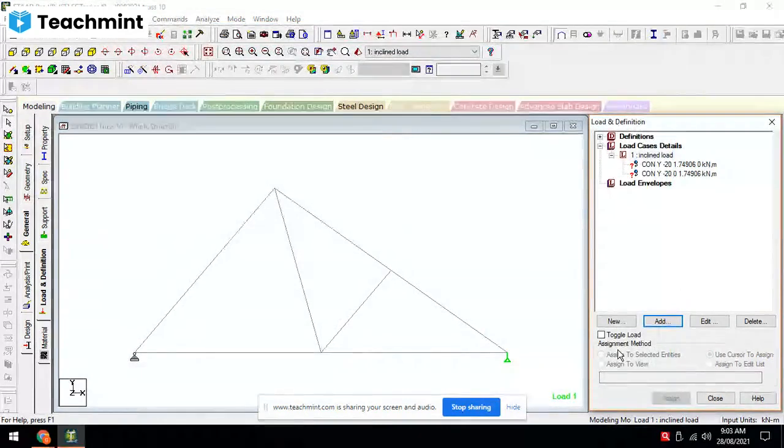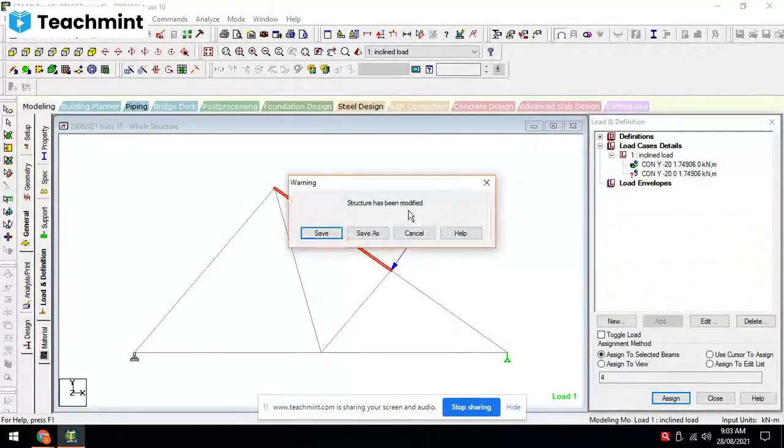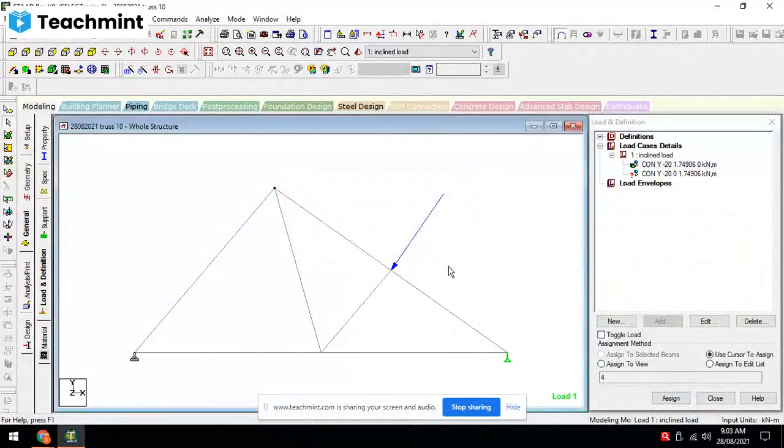Okay. So if I select this, assign, you can see here how the load is applied. Inclined, shift V. Is it understood or shall I repeat?